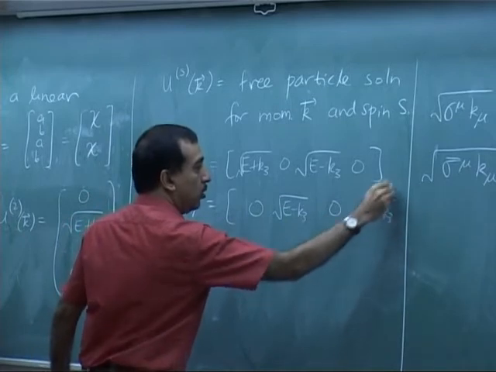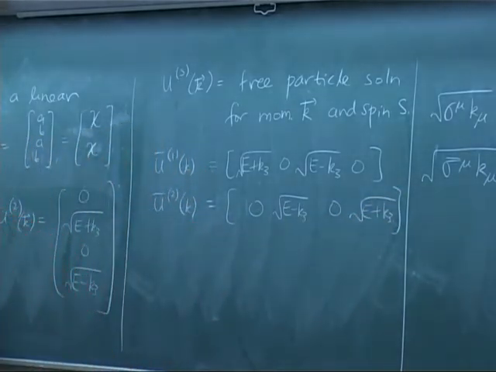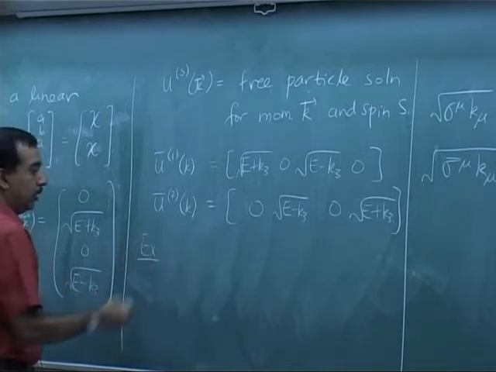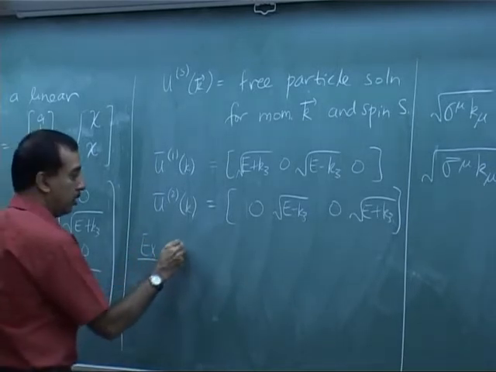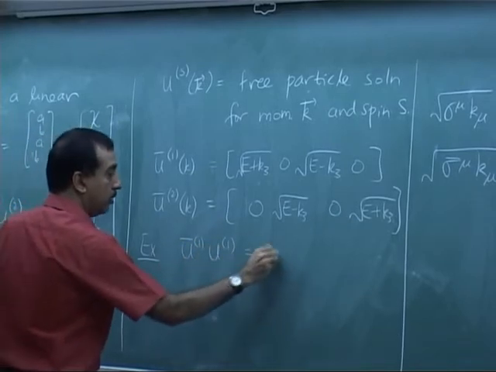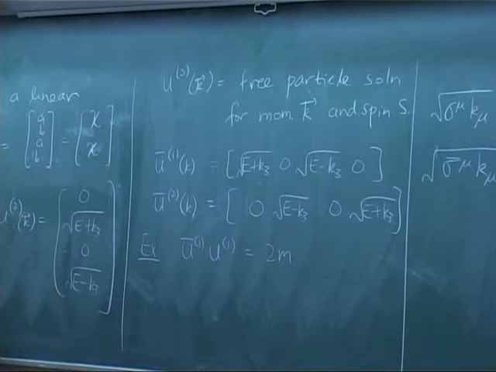And it's all in the notes which are already up on the website. So you can look for it there. Now a nice exercise, and this is again a result that's often used in calculations. U bar 1, U1 is just 2m independent of k.